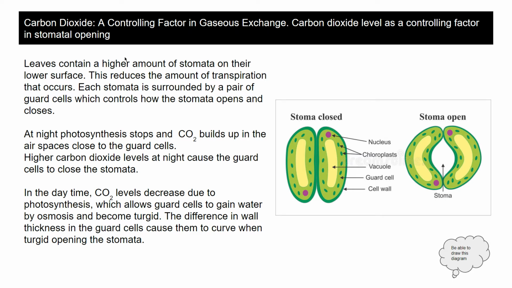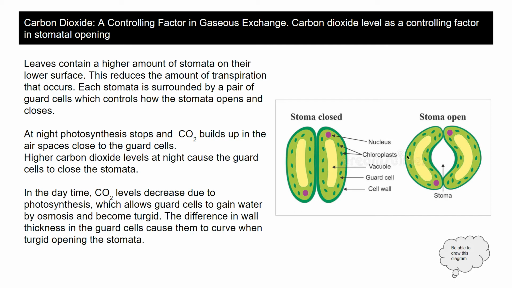Now, this is one of the things on the syllabus. Carbon dioxide is a controlling factor in gas exchange. If carbon dioxide levels rise, then that's going to cause the stomata to close. So we're looking at the second paragraph. At nighttime, there's less photosynthesis, so the carbon dioxide will build up in the air spaces close to the guard cells. Higher carbon dioxide levels at night cause the guard cells to close. So that's the important statement there: high carbon dioxide levels at nighttime cause the guard cells to close the stomata.